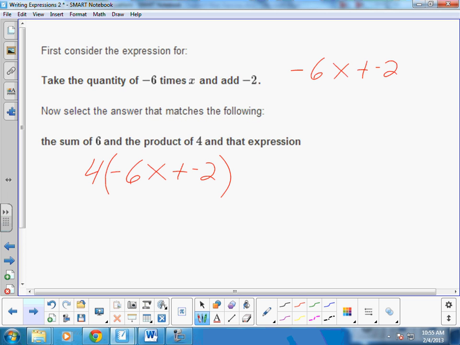Now in Khan, it probably, instead of having this, because it doesn't like double signs, it probably just wrote it as a negative 6x minus 2. And we're taking 4 times that expression, and it says the sum of 6 and. So it would then be plus 6, because then sum of 6 means I'm adding 6.